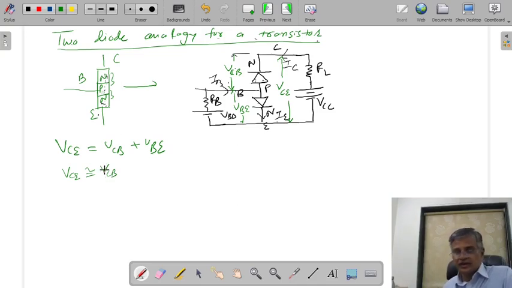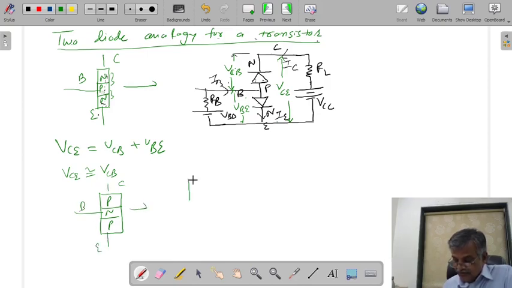Similarly you can draw it for PNP transistors. For a PNP transistor, this is the collector, base, ammeter. I can draw it in the same way, but here instead of this I have to show it like this: two diodes connected in a front-to-front manner. This is N.